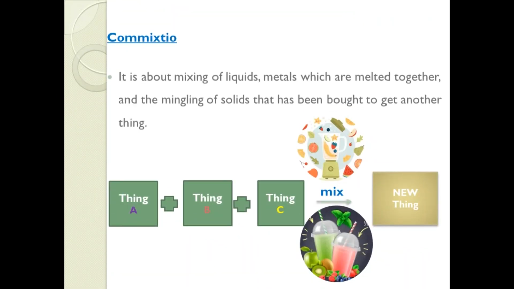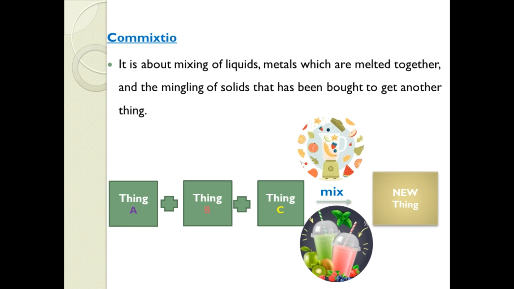Commission. It is about mixing of liquids, metals which are melted together, and the mingling of solids that have been bought to get another thing. So the thing that comes out of mixing and mingling belongs to the person who has done the work on those things. He will be the original owner of those things. So we have thing A, thing B, and thing C. They are mixed to give a new thing, that is commission.